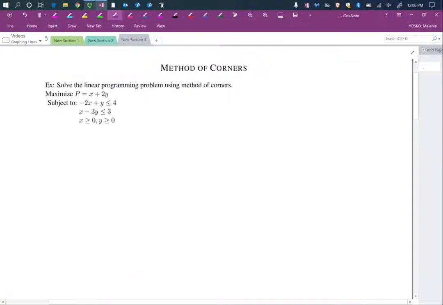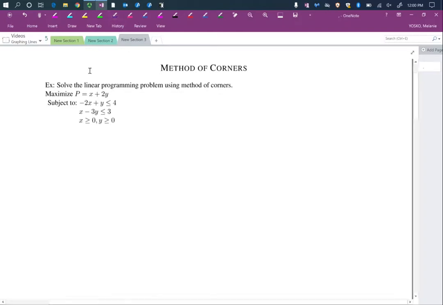Now we're going to discuss method of corners. So here's an example. Solve the linear programming problem using method of corners. We are going to maximize p equals x plus 2y subject to negative 2x plus y less than or equal to 4, x minus 3y less than or equal to 3, x is greater than or equal to 0, and y is greater than or equal to 0.